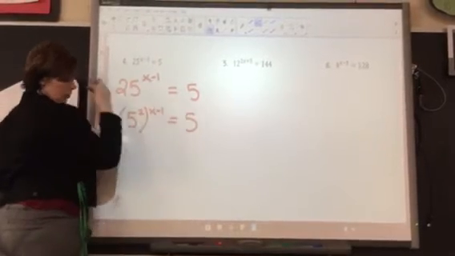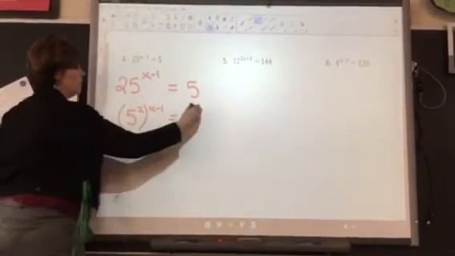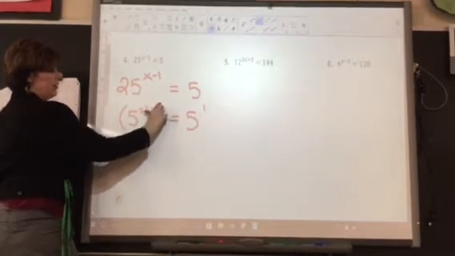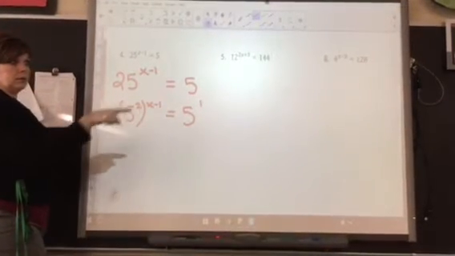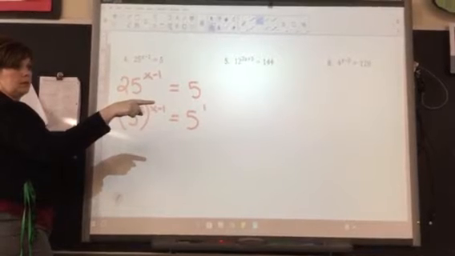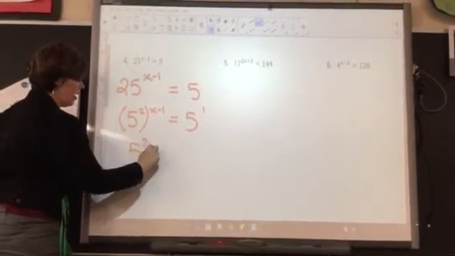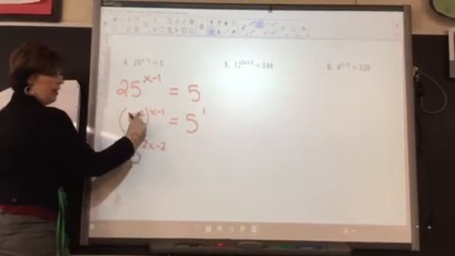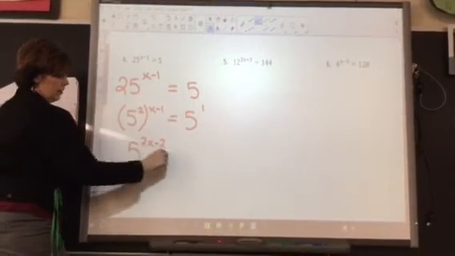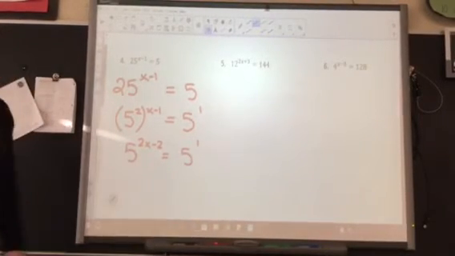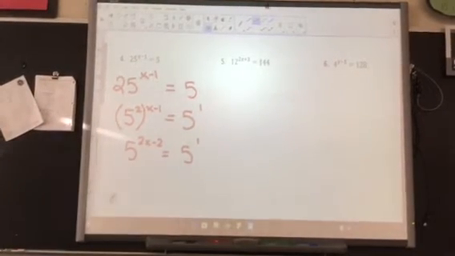What power is this 5 to? 1. 5 to the 1 power. How can I rewrite this, distributing that power? 5 to the 2x minus 2. Good job. I'm just distributing. I have to multiply through, right? Equals 5 to the 1, because 5 is 5 to the 1 power.